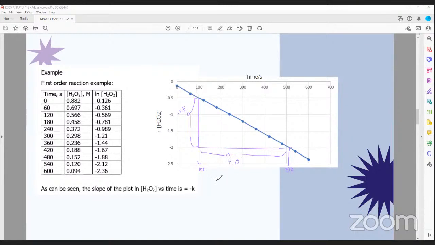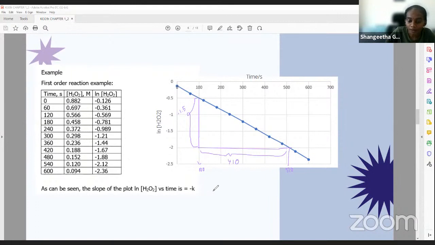So when you want to find the slope, it's negative 1.5 over 410, in m and seconds. And this will give you the answer, negative 3.7 times 10 to the power of negative 3 m s^-1. That is how you calculate the slope.